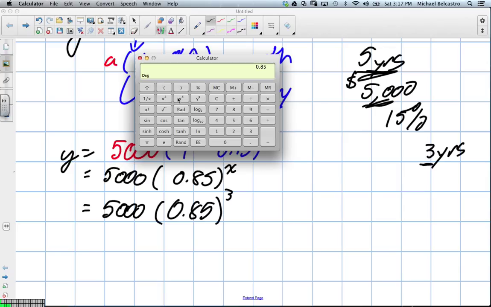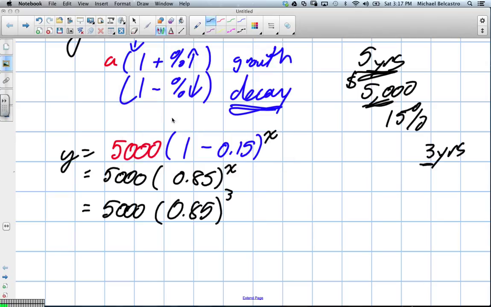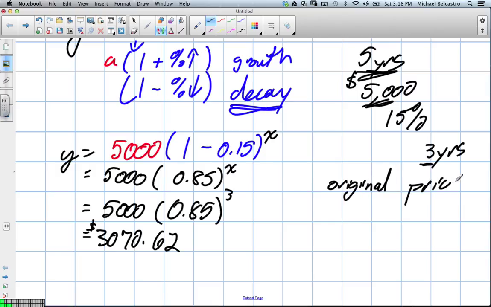0.85 to the power of 3 times $5,000. The car is now worth $3,070.62. Is that what I said? Yeah. Okay, so 3 years down the road, our car's not worth very much. But the car's 5 years old. So we think back and we go, well, we want to know what the car was worth when it was originally bought, so the original price. Now, I'm going to show you how these two things differ.